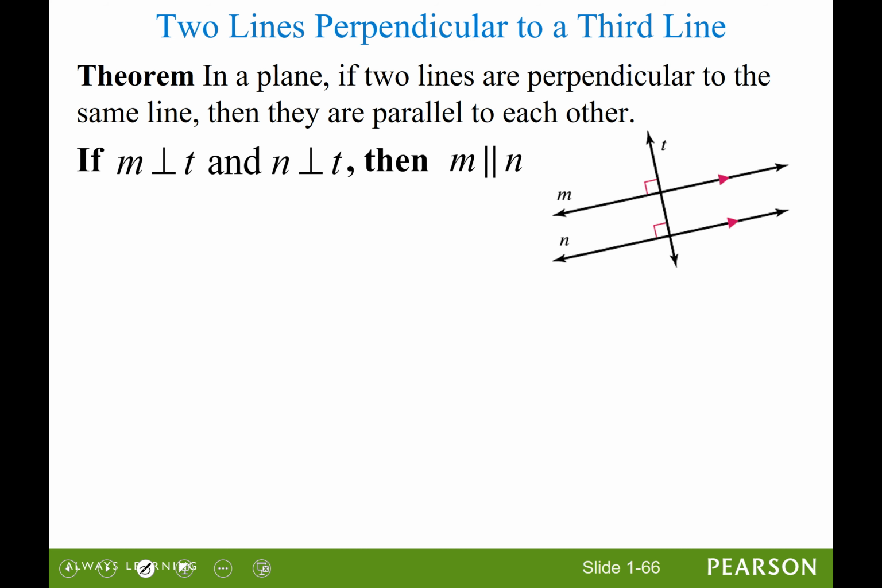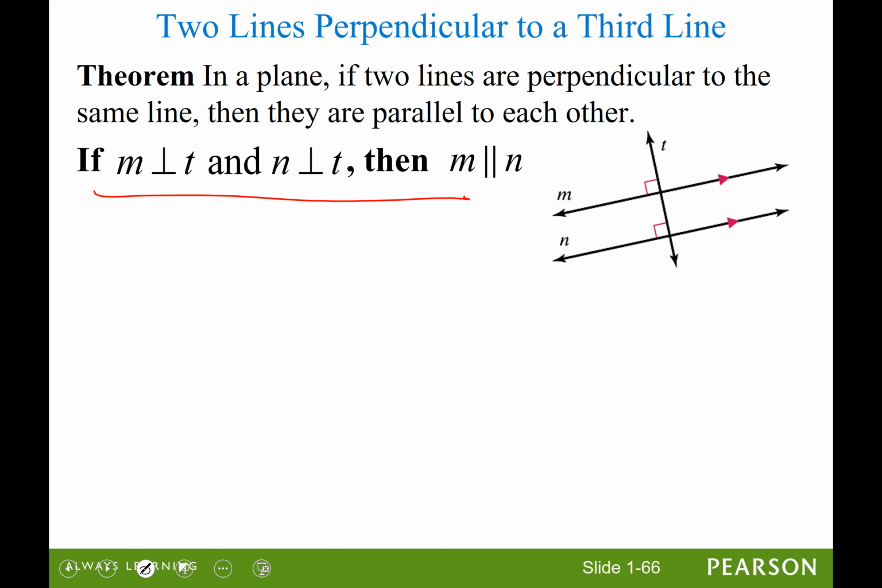Two lines perpendicular to a third line. Okay, what would be the deal with that? The theorem says that in a plane, so all on one piece of paper, you're drawing this, if two lines are perpendicular to the same line, then they are parallel to each other. All right, it's kind of tricky to wrap your mind around it when you read it in that form, but let's look at it in this notation here and then the figure.